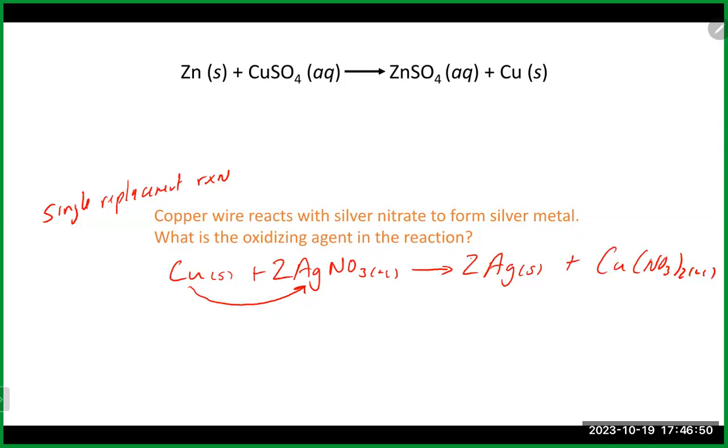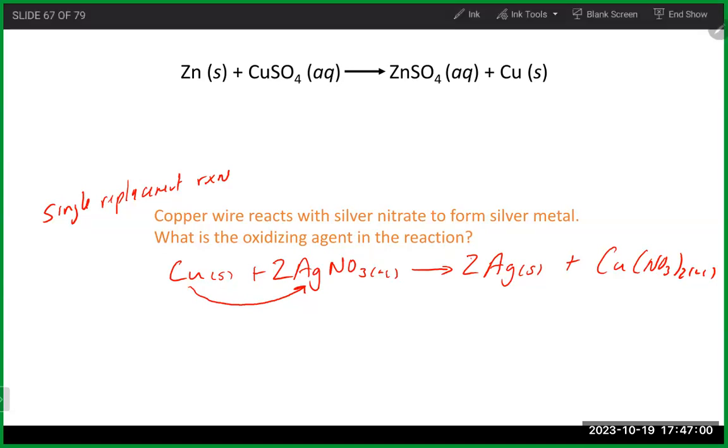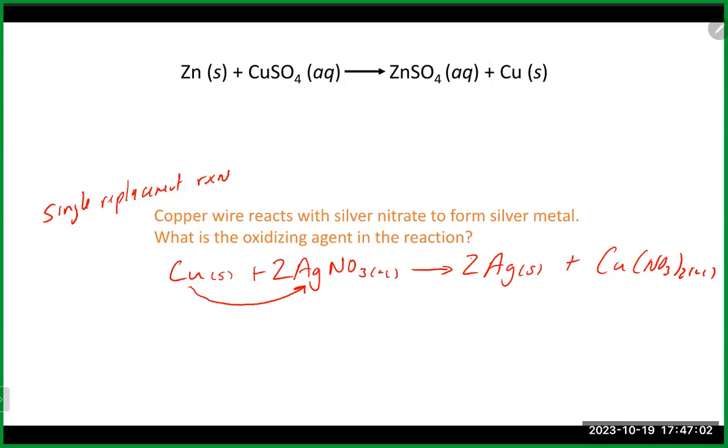So this is a single replacement reaction. In this case, we want to know what is the oxidizing agent. This again is a redox reaction that is happening. So if we look at the oxidation states here on the left-hand side of the arrow, remember that when anything is by itself, uncombined, it pretty much has 0 for its oxidation state or charge.